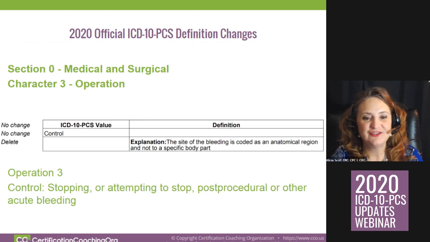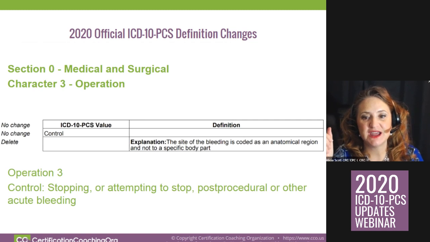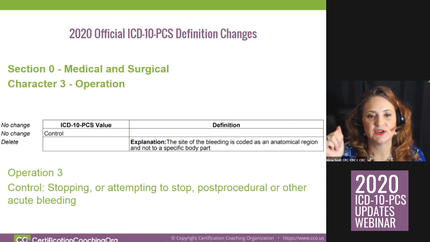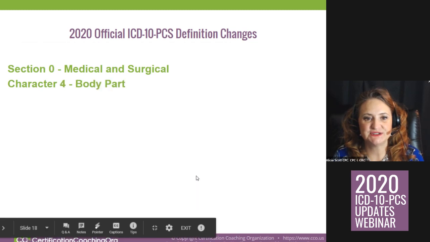So what did they do? They deleted the term in med-surg for operation for control. The explanation: the site of the bleeding is coded as an anatomical region and not as a specific body part. So 4.3, operation, stopping or attempting to stop post-procedural or other acute bleeding. There has been a change.